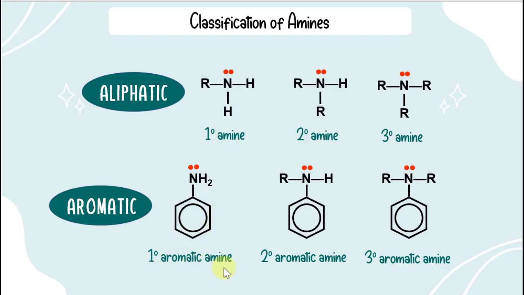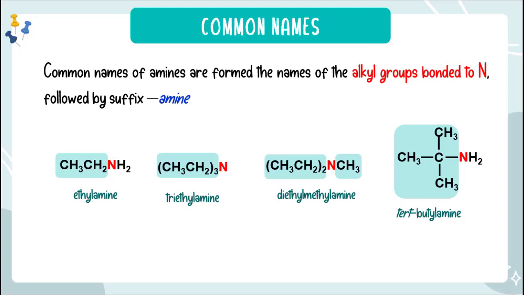aromatic amine. In a secondary amine, two of the hydrogens in an ammonia have been replaced by alkyl or aryl groups. While in a tertiary amine, all the hydrogens in an ammonia molecule have been replaced by alkyl or aryl groups. Naming amines can be quite confusing because there are so many variations on the names.